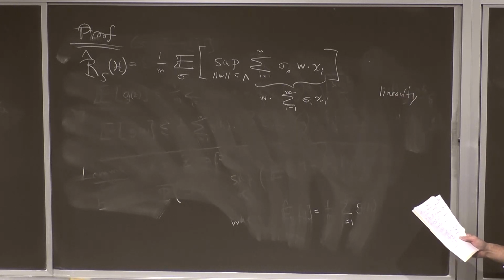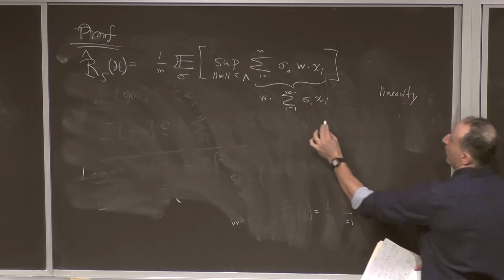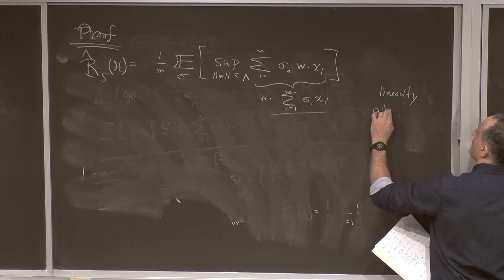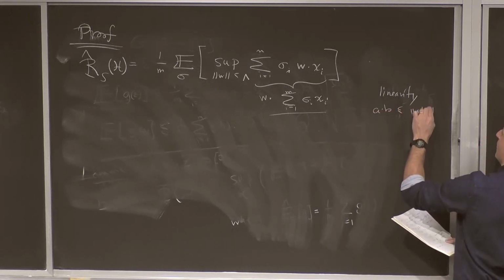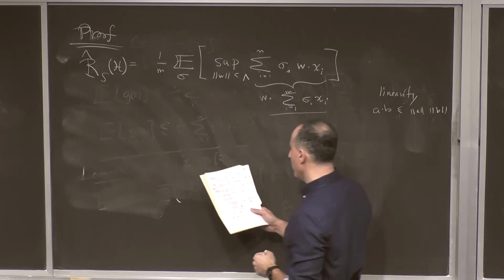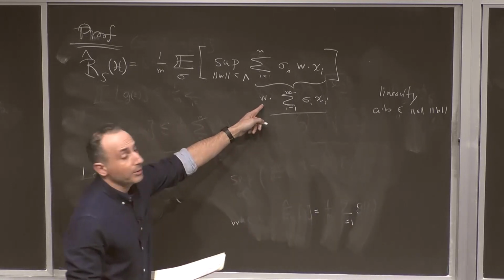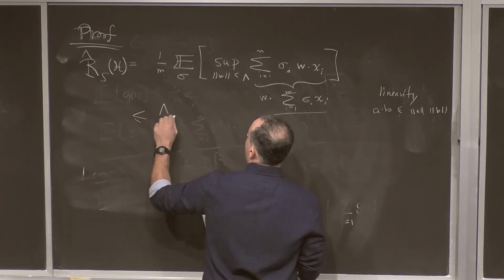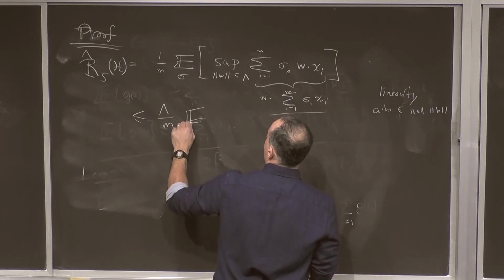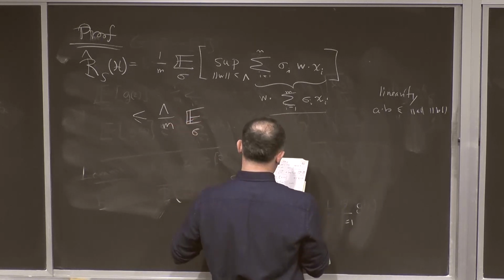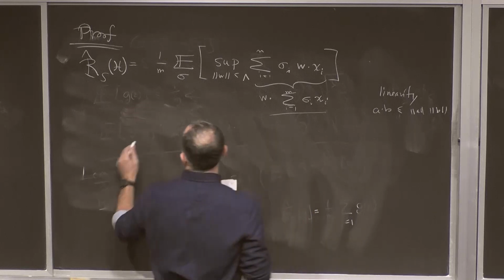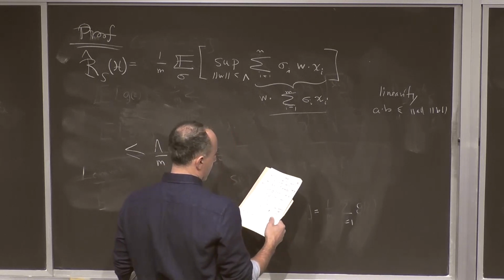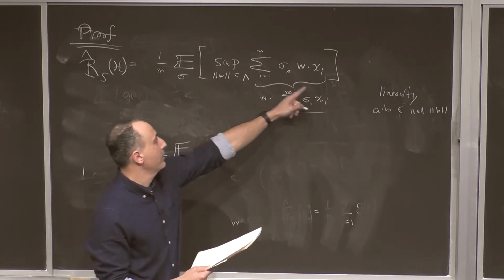Okay, and then what are we going to do after that? What do we do with dot products? It's Cauchy-Schwarz. Okay, so let's pull that all the way out, and the norm of W is bounded by lambda. So right away we get lambda over m times, what's left, just the norm of this whole vector.